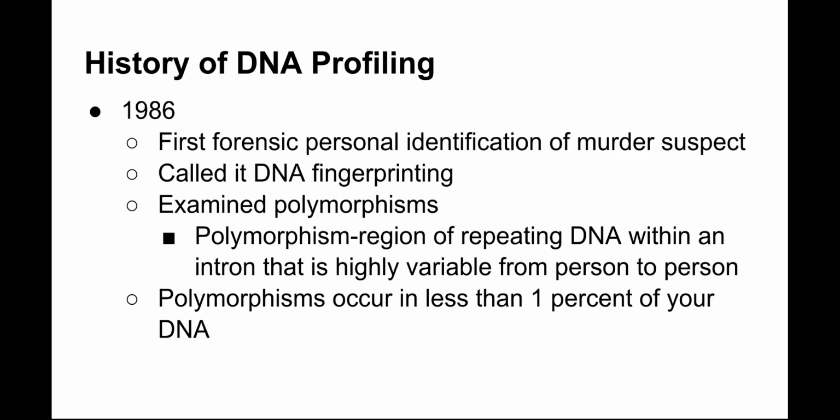The history of DNA profiling is very recent. In 1986, the first forensic personal identification of a murder suspect happened using DNA profiling, and it was called DNA fingerprinting. This examines polymorphisms. These are regions of repeating DNA within an intron that is highly variable from person to person. Polymorphisms occur in less than 1% of your DNA.